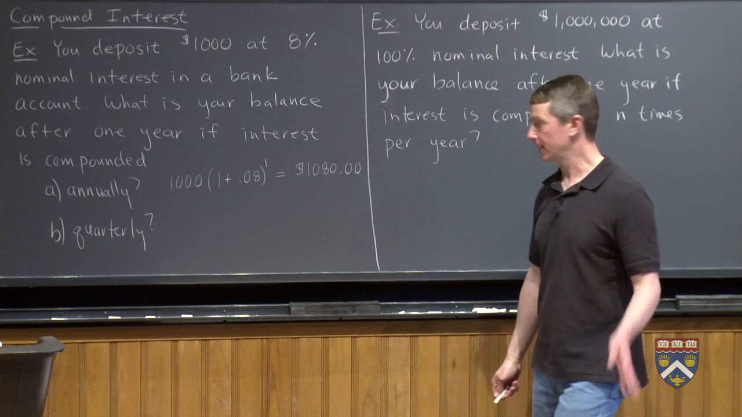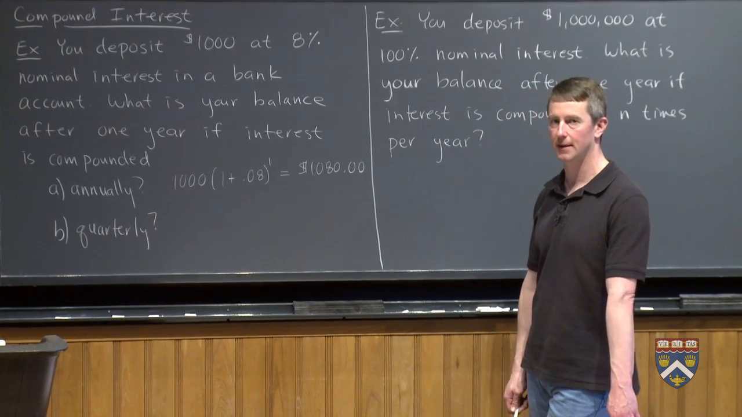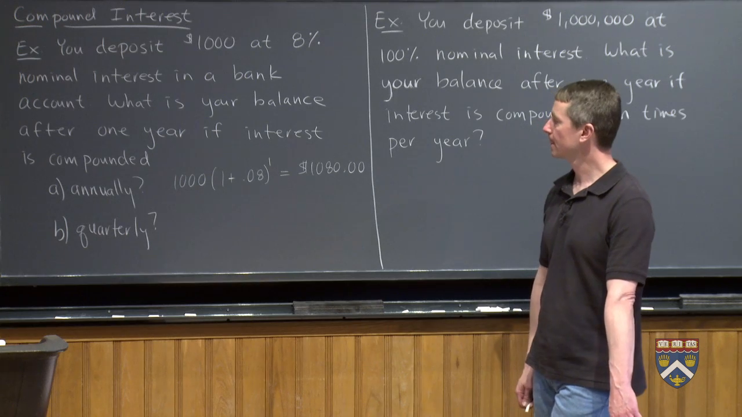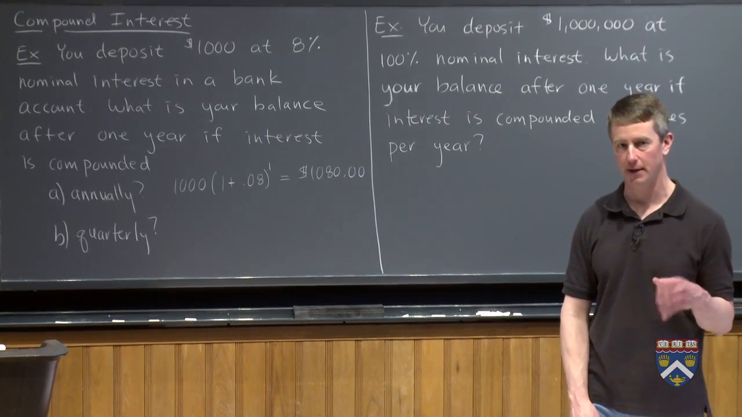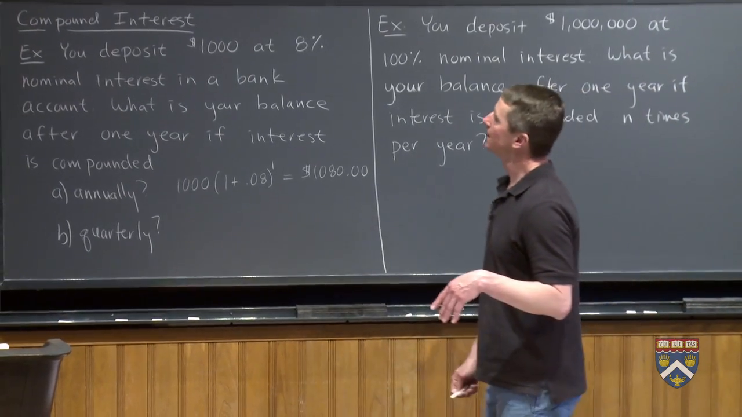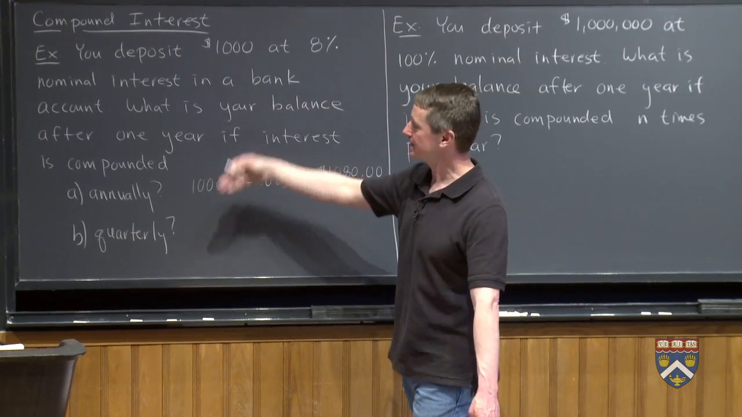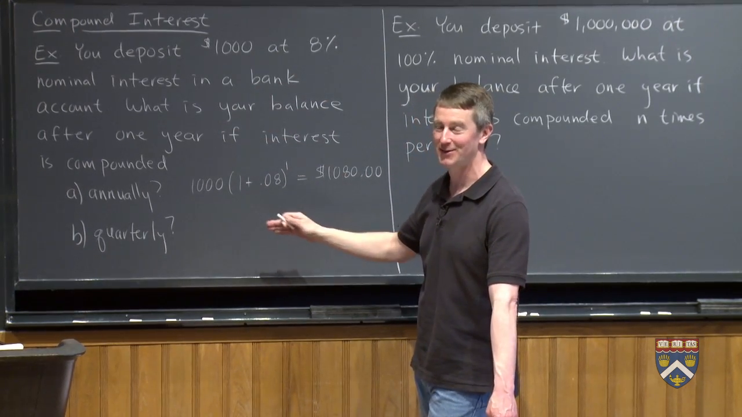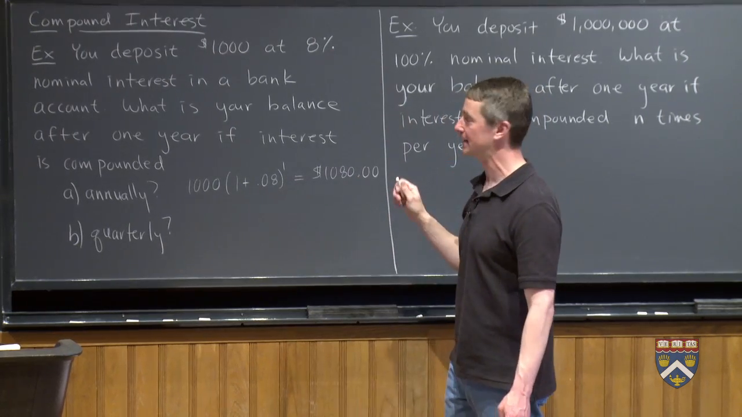Now, if they pay quarterly, do we expect to have a balance of more than 1,080 or less than 1,080? We should expect to have more because now we're going to get the chance to earn interest on the interest that they pay us during the course of the year. Now, one thing that people sometimes don't realize is that when you're earning 8% nominal interest compounded quarterly, it doesn't mean they're paying you 8% every quarter. It means they're paying you 1/4 of 8% every quarter.